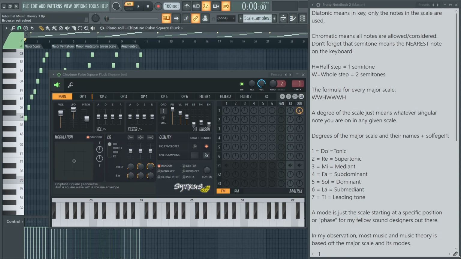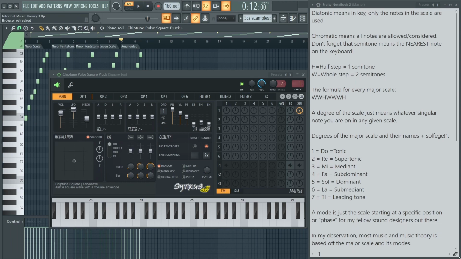They're all going to be in C. So here's a major scale. Here's a major pentatonic scale. Here's a minor pentatonic scale. Here's the insen scale. Here's the augmented scale. Keep in mind that a scale doesn't have to be just one octave. It can span multiple octaves if you so please.